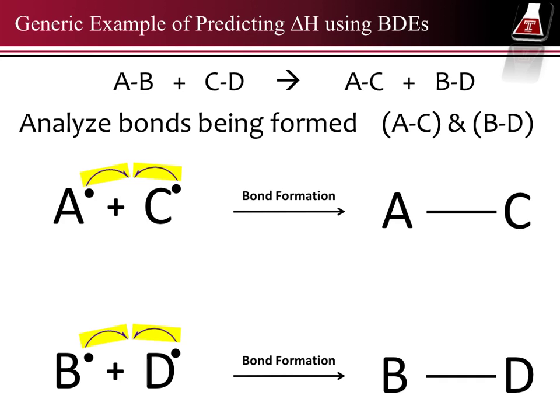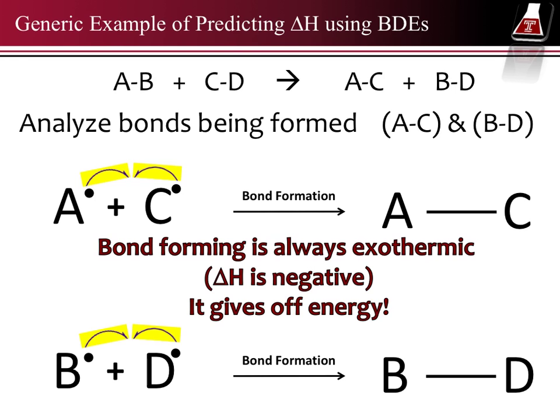So this is how you would draw two radicals forming a bond. We're still using the single-barbed arrows, but now they are pointing towards one another, indicating that they are going to join up to form an electron pair. In this case, it's a covalent bond. This shows how you would form an AC bond or a BD bond. Again, these are just generic examples.